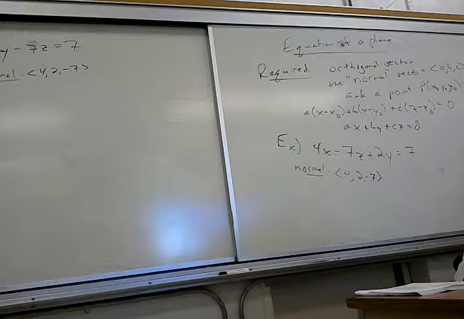This is wide open. There's an infinite number of answers, obviously. So we come up with the equation of a plane that would be orthogonal to this plane. Now, why is there an infinite number of answers?